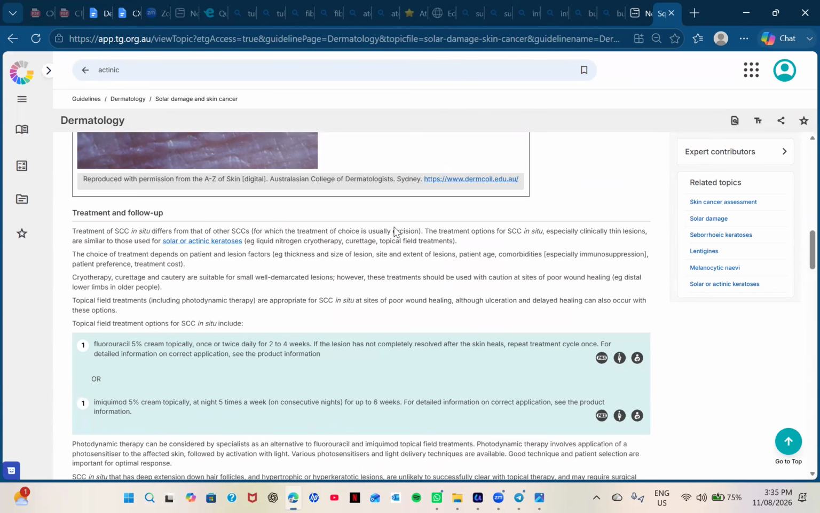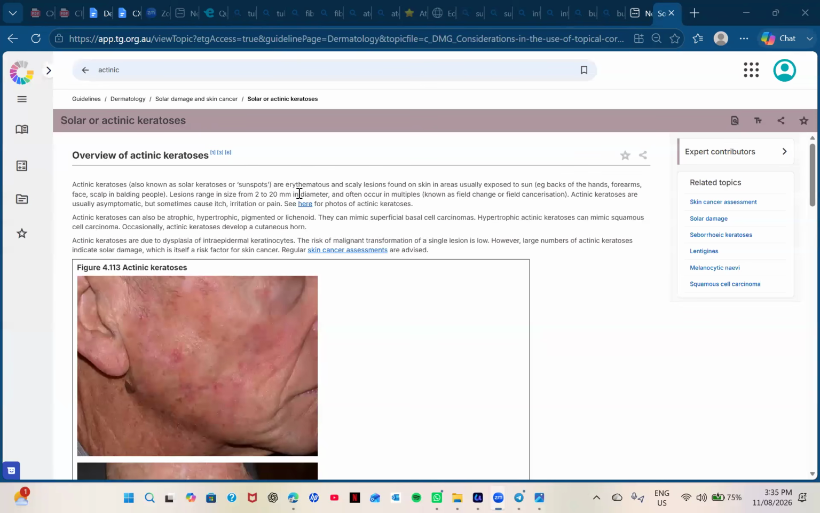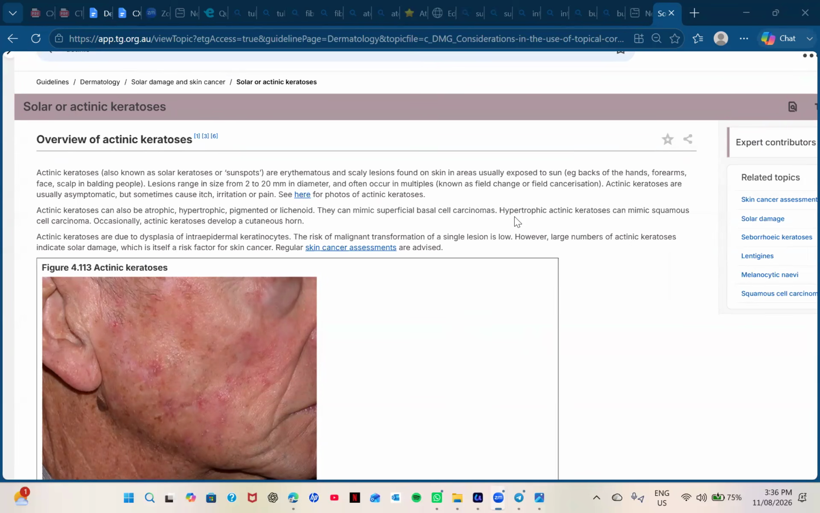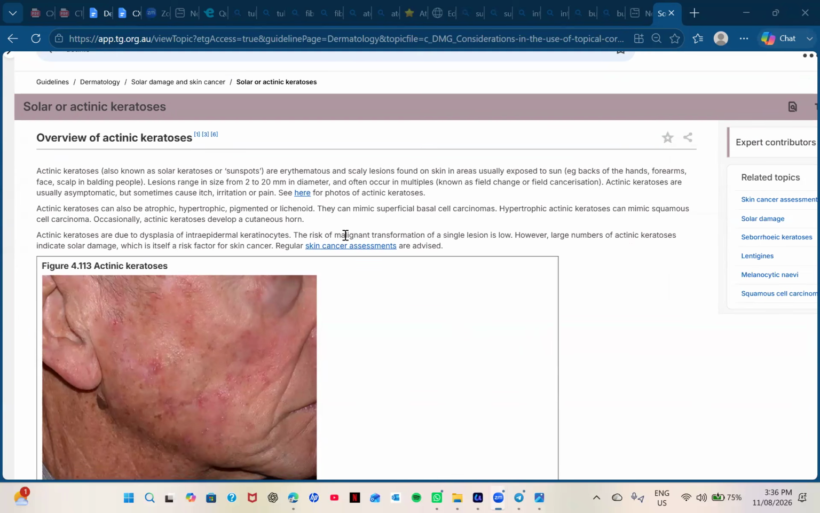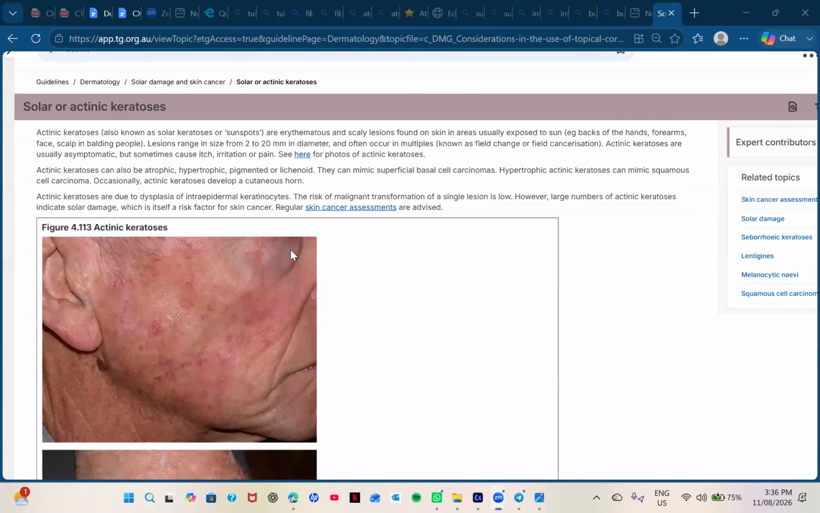It's a pre-malignant lesion, or sunspot. There are erythematous and scaly lesions found in skin areas usually exposed to the sun: backs of the hand, forearm, face, scalp, and in bald people. Lesions range from 2 to 20 millimeters in diameter and often occur in multiple, known as field change or field cancerization. Actinic keratoses are usually asymptomatic but sometimes can cause itch, irritation, or pain. So, how does it present?